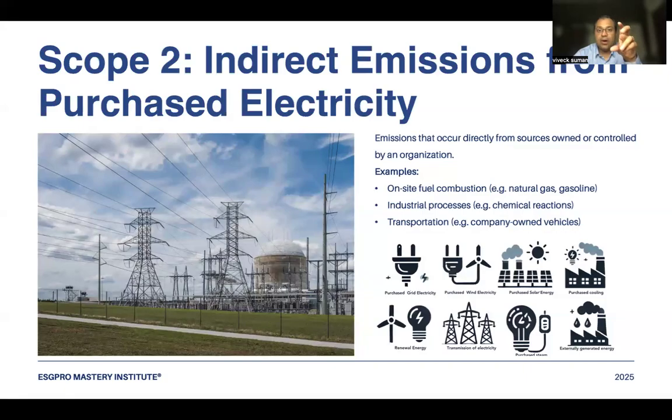Now, emission that occurs directly from sources owned or controlled by an organization will be scope 2 emission. Sorry, here I think it's a repeated slide.